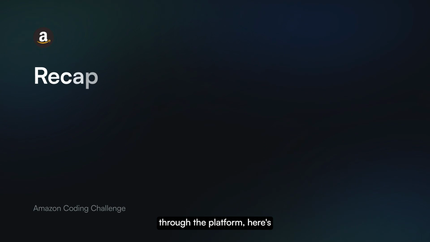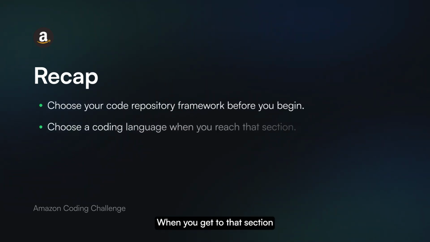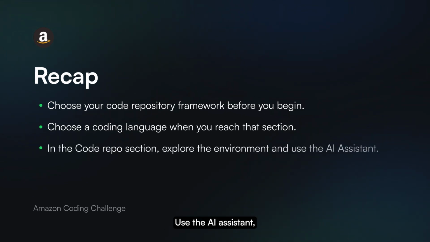Now that we've walked through the platform, here's a recap. Your test includes a coding question and a code repository question. Choose your code repository framework before you start and your coding language when you get to that section. For your code repo section, explore the environment, use the AI assistant, and don't forget to try the sample test. It's the easiest way to feel comfortable before you begin. Good luck with your coding challenge.